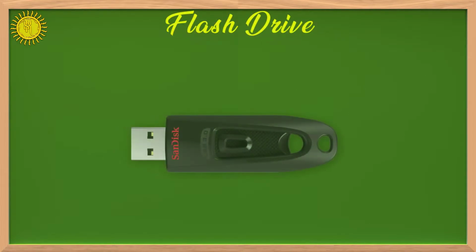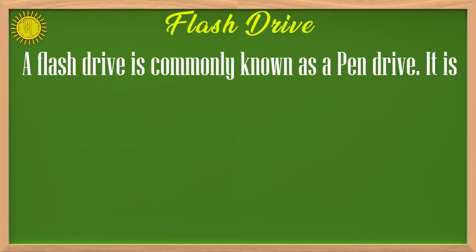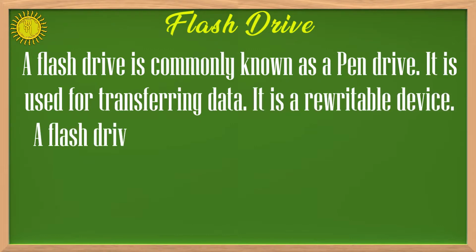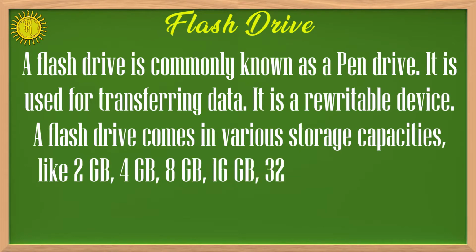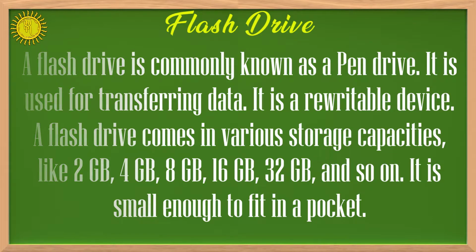Next is flash drive. A flash drive is commonly known as a pen drive. It is used for transferring data. It is a rewritable device. A flash drive comes in various storage capacities like 2 GB, 4 GB, 8 GB, 16 GB, 32 GB, 64 GB and so on. It is small enough to fit in your pocket.